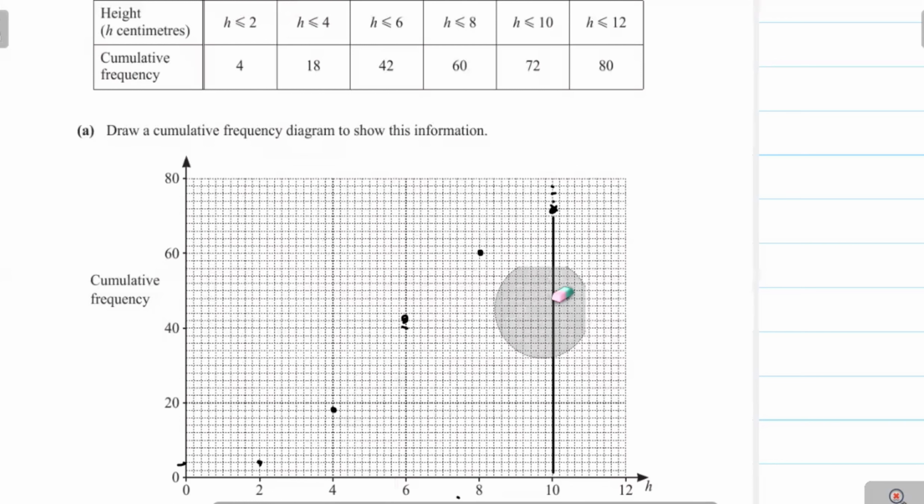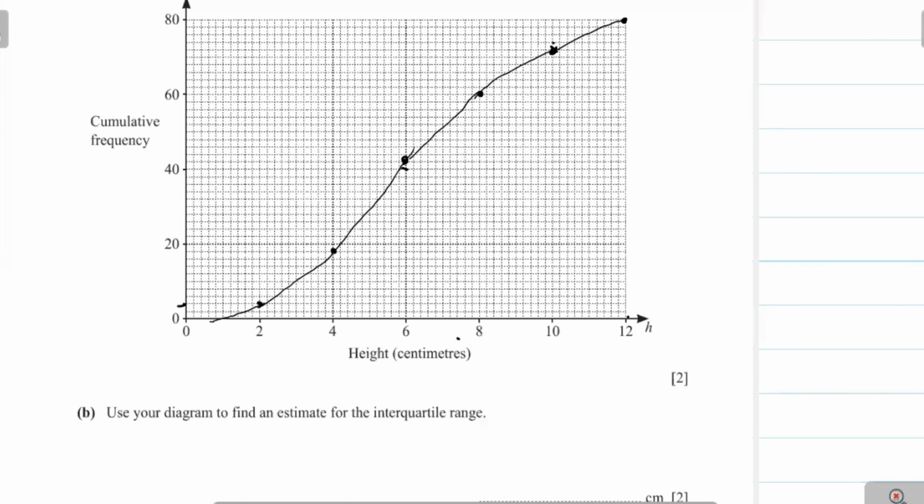Now we trace this line. Now this is the point 10, 72. The last is 12, 80. This is the 12, 80. Now we will join all these points. This is the graph. This is the required graph.